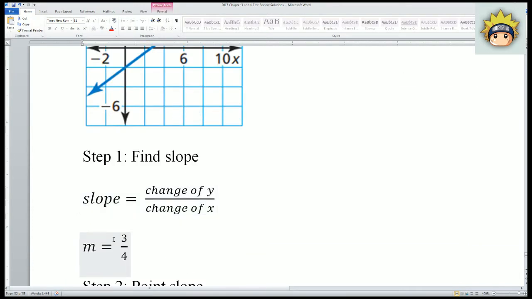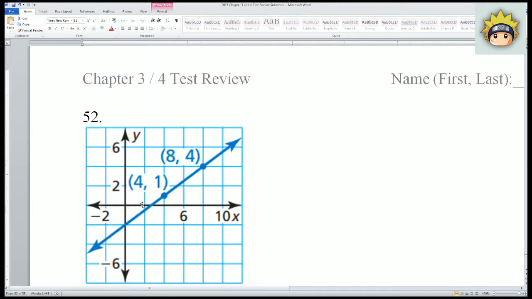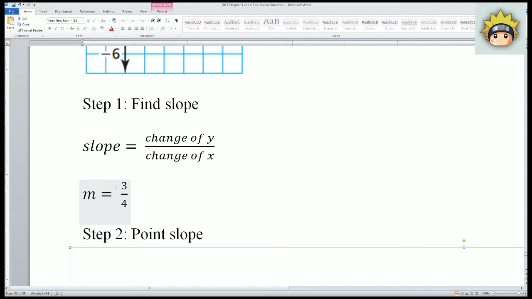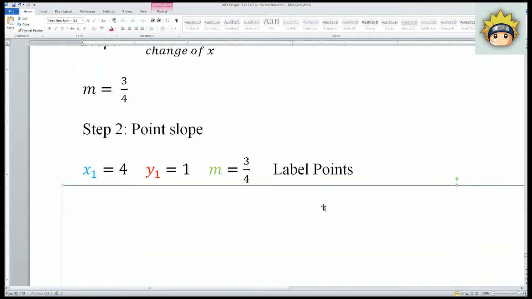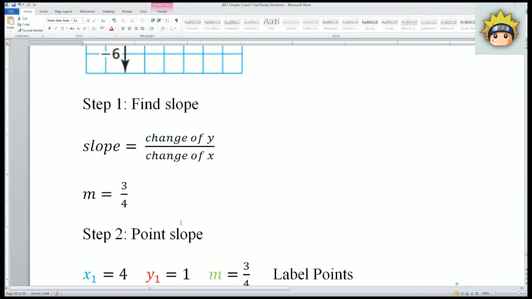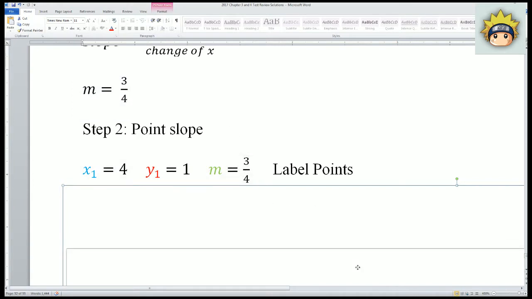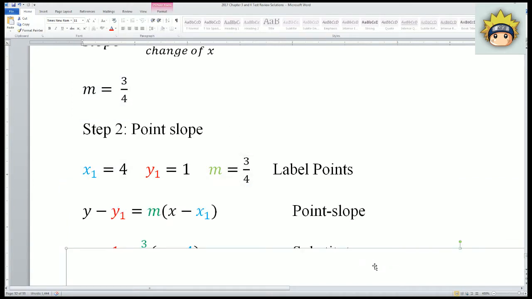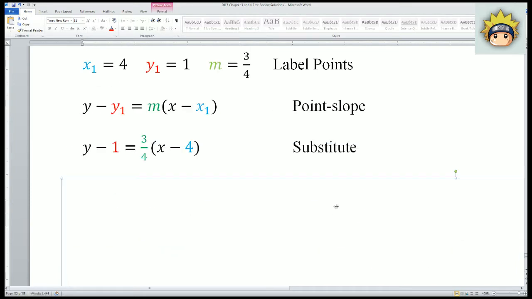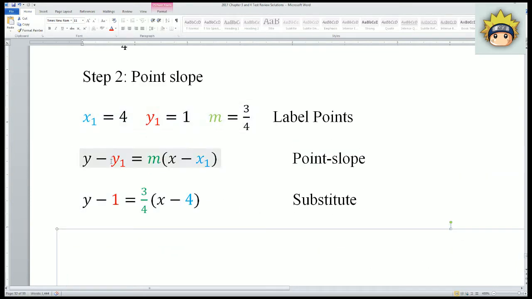And how much are you changing in your x direction? 4 to 8 is 4. So the slope here is 3 over 4. Alright, the point slope equation here, x1 is equal to 4, y1 is equal to 1, and the slope here is 3/4. Here's my equation, y minus y1 is equal to m parentheses x minus x1. Make the substitution. 1 goes in for y1, m, which is 3 over 4, and x1, which is 4.